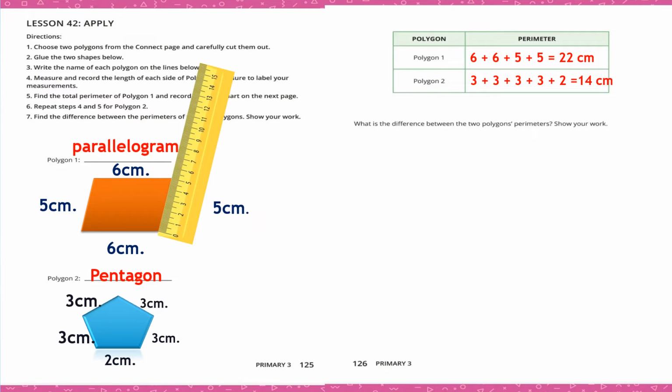If we want to find the difference between these two polygons, difference means what? Difference is a keyword for subtraction. So if I want to find the difference, I will subtract the perimeter of the first polygon and the perimeter of the second polygon. Don't forget, we must put the big number first. So 22 minus 14 equals 8.